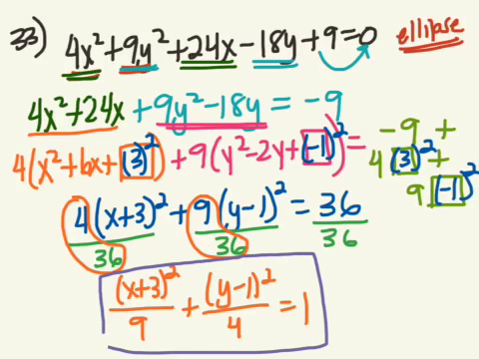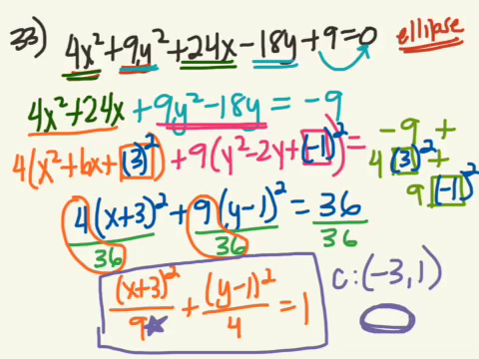Alright, so that's our standard form, and that's all the question really asks us, but might as well talk about a few extra things. The center here is going to be negative 3, 1. And then this ellipse is going to be wider than it is tall. And we can tell that because that 9 is the bigger denominator and it's underneath the x. So when you draw this ellipse, it's going to go that way.